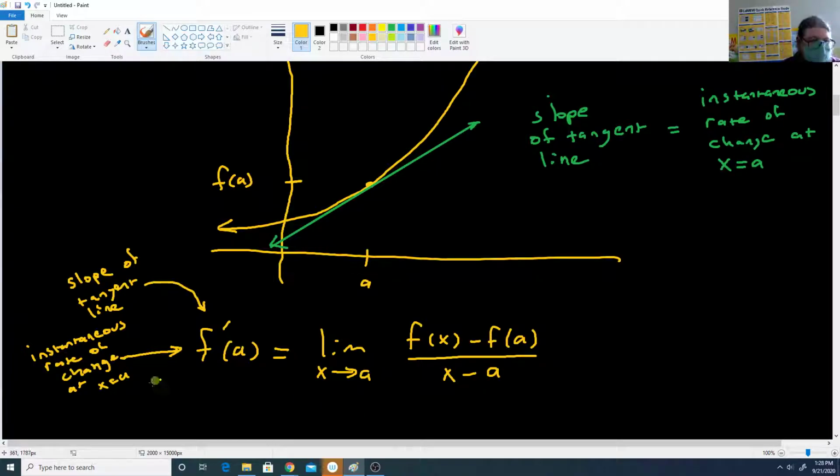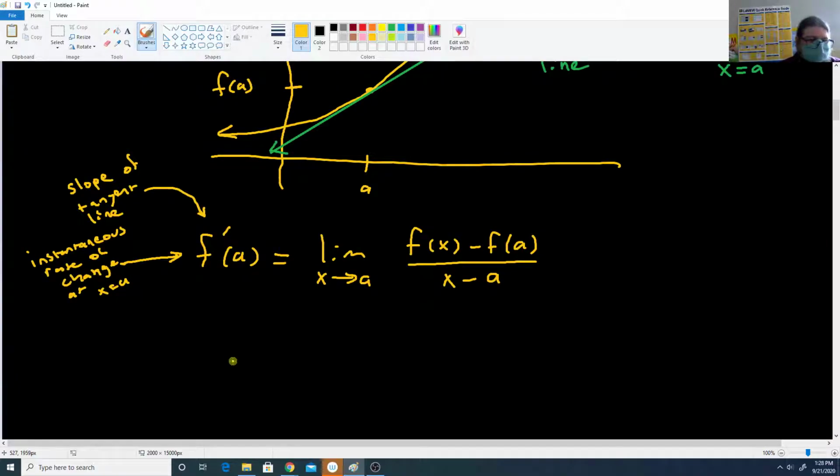And this will let us calculate the definition of a derivative. So basically what we're doing is we're taking the average rates of change, we're letting the x slide close to a, and then those average rates of change, which are the slope of the secant lines, will approach and will become the slope of the tangent line, which is the instantaneous rate of change.